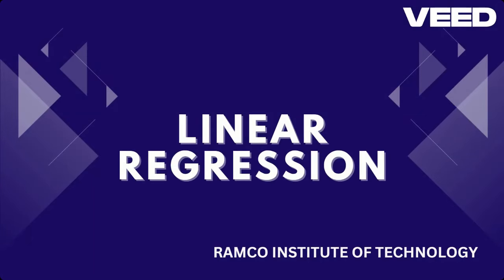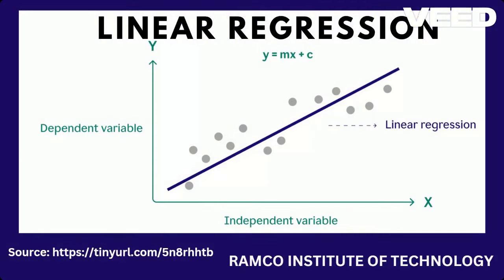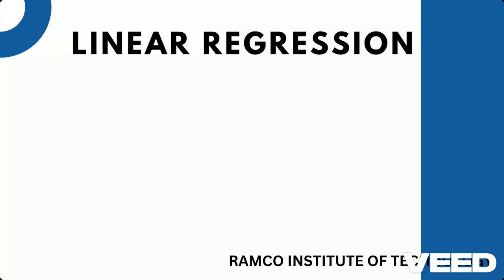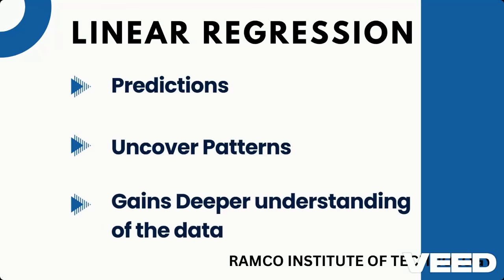What is linear regression? It is a type of regression that forms a linear relationship between the target variable and the independent variable using a straight line. Here the target variable is y and the independent variable is x. The line separating the data points is the best fit line. The best fit line is represented by the equation y = mx + c. Here, m is the slope and c is the intercept. Through this linear regression model, we can make predictions, uncover patterns, and gain a deeper understanding of the data.